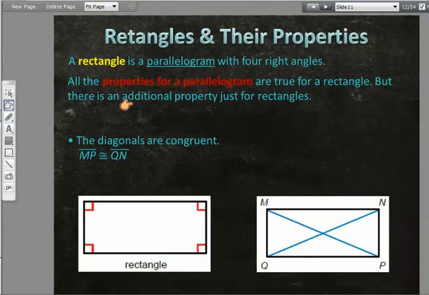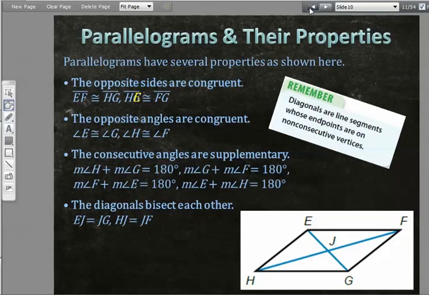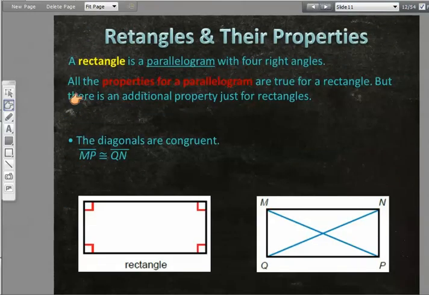Okay, now let's talk about rectangles. A rectangle is a parallelogram with 4 right angles. All the properties for a parallelogram are true for a rectangle. So everything we just learned right here, all of these are also true for a rectangle. But there is an additional property just for rectangles, and that property is that the diagonals are congruent.